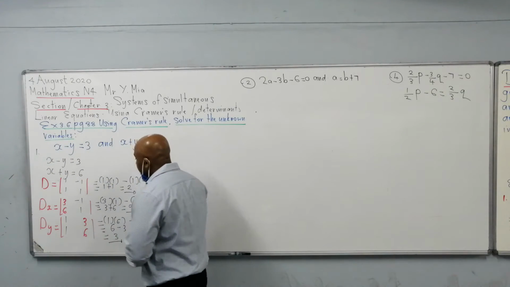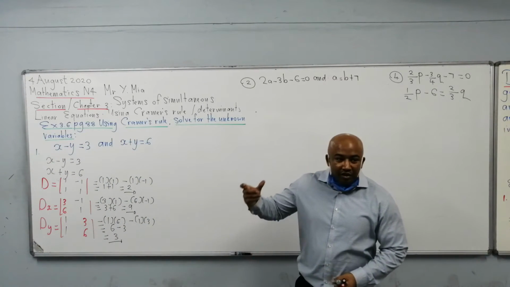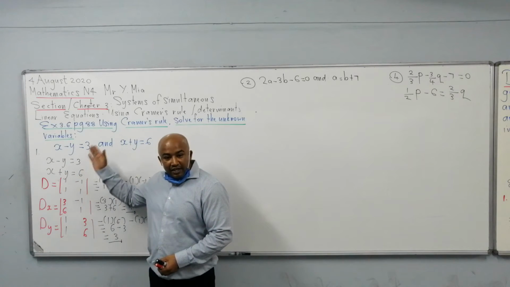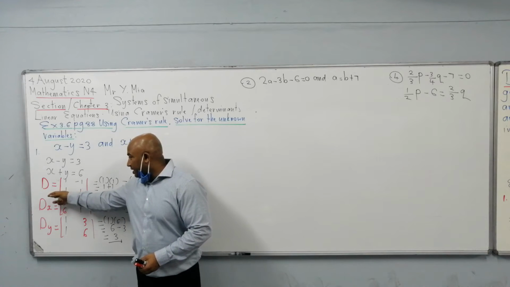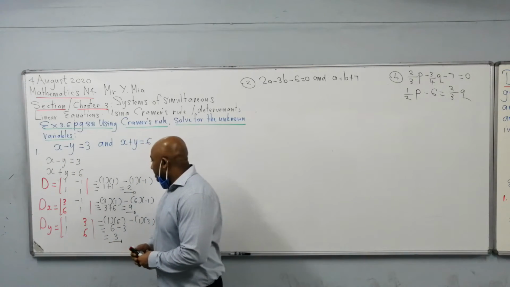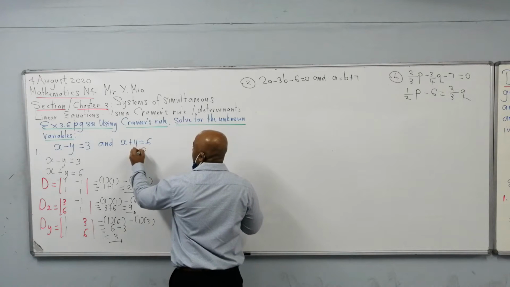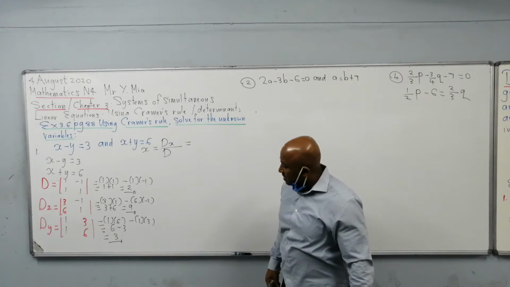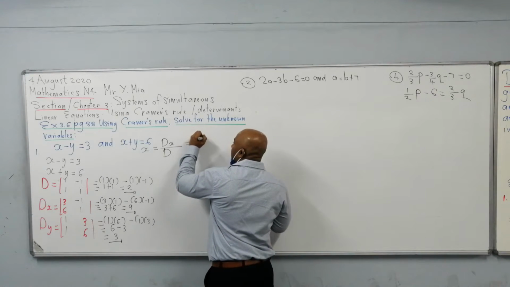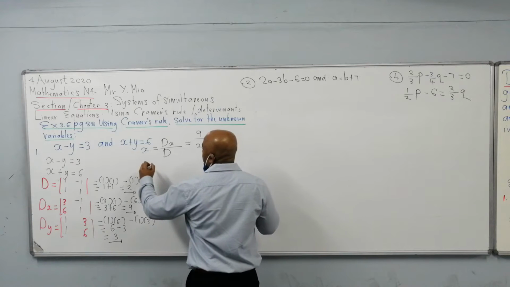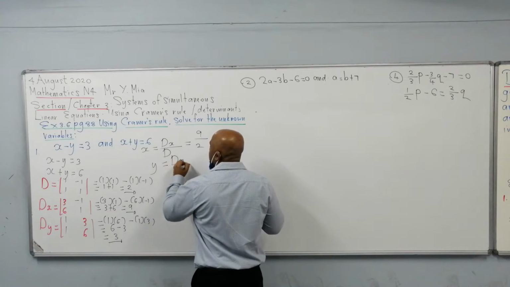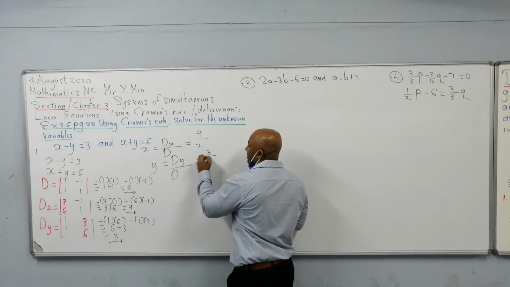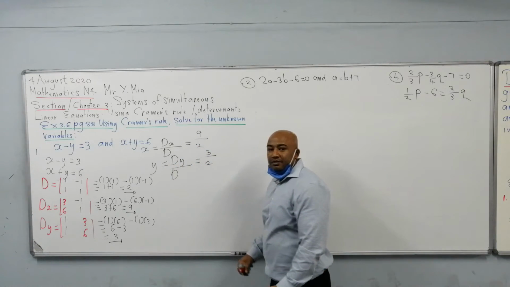So now you've got all that information. Make sure you don't forget your equals sign. You draw these two straight lines here, these absolute value lines, okay? So now, x is equal to Dx over D. What was my Dx? It was 9. And D, 2. What was y? Y is equal to Dy over D. What was Dy? 3. D, 2. You're done.